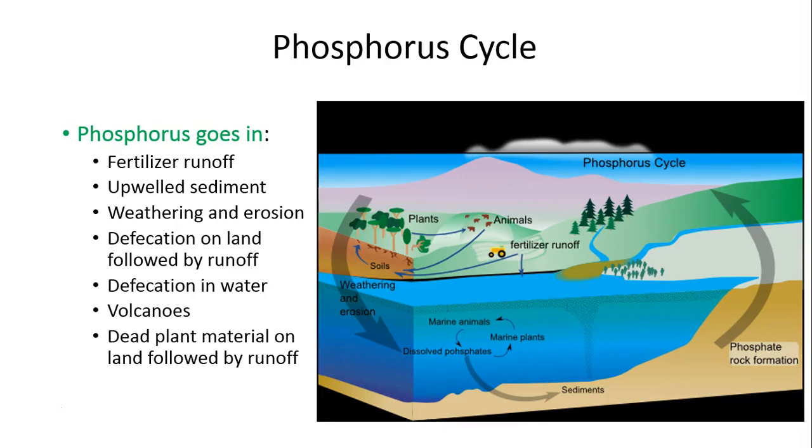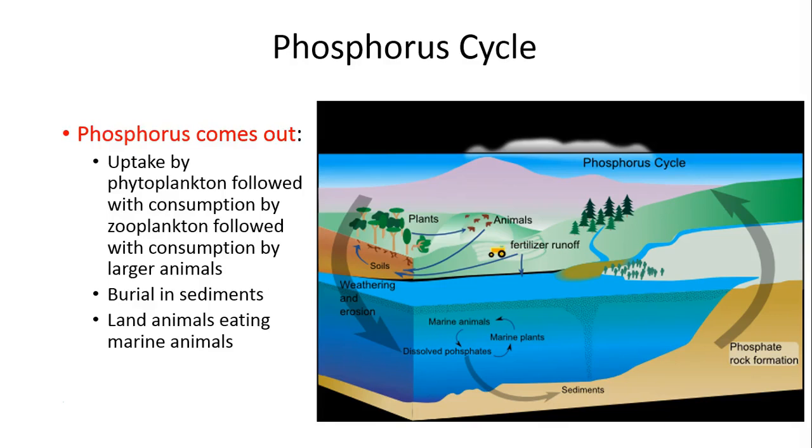of phosphorus. Phosphorus is also taken out, and that's why we call it a cycle. So it's taken out of the water by phytoplankton that use it, and then those phytoplankton get consumed by bigger organisms, bigger types of plankton, which are called zooplankton, and then larger organisms consume those as well.